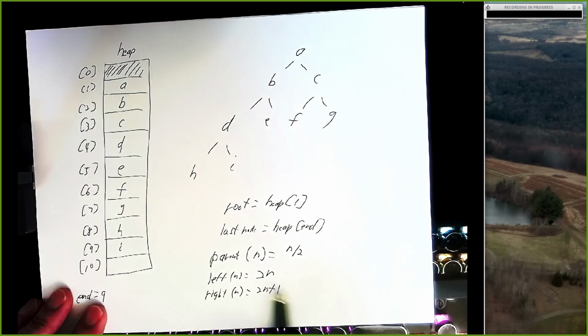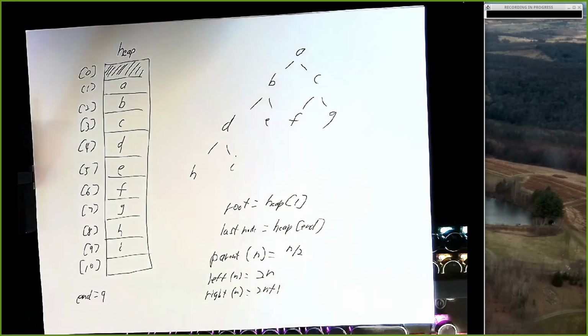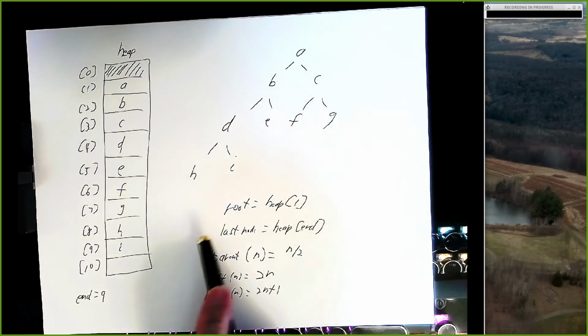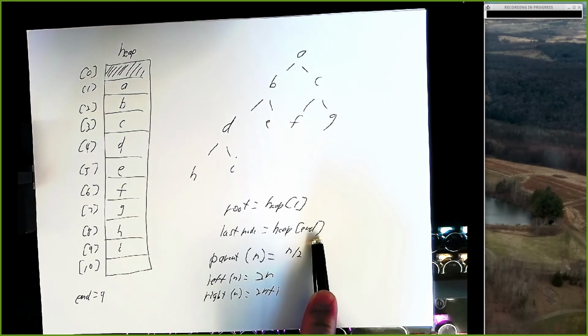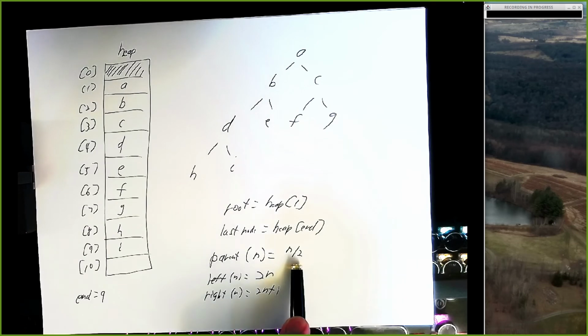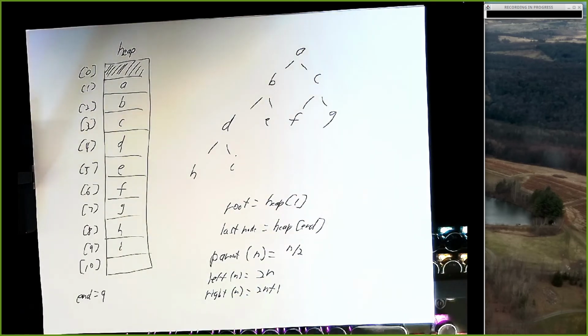So with some simple index arithmetic, I can move around my heap really, really easily. I know where the root is, that's element 1. I know the last node, that's element end. The parent of a node, just take the index divided by 2. The children, just take twice the index and twice the index plus 1.